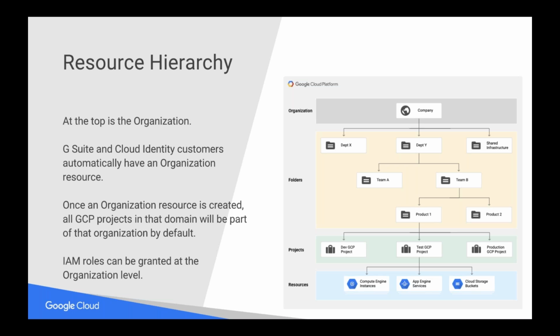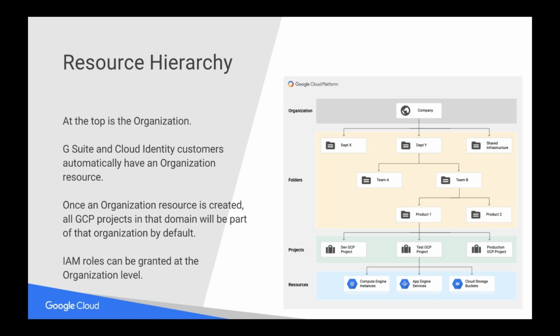At the top of this diagram is the organization. This is essentially your company. So for example, I'm a part of the google.com organization. G Suite and Cloud Identity customers automatically have an organization resource. It's still possible to use GCP without an organization. So if you're just playing around for personal use, you can still do almost everything that we're going to be talking about today. We'll just be a little bit more limited in some of this organizational structure that I'm talking about right now.